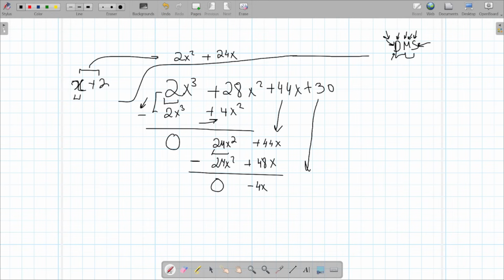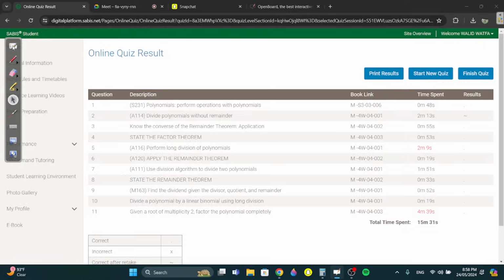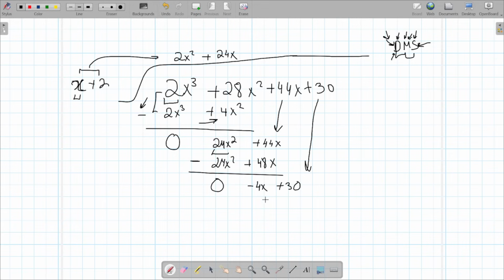Repeat. Drag down our 30. Let's go. Okay, minus 4x divided by x is going to be minus 4. Okay, so then we do our second step. Multiply. X times minus 4, minus 4x. 2 times minus 4, minus 8. Put our subtraction now. Step 3, subtract. Minus 4 minus minus 4, 0. 30 minus minus 8, 38.